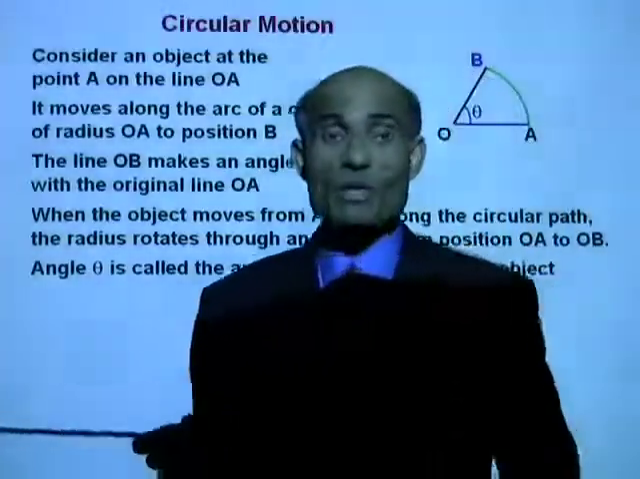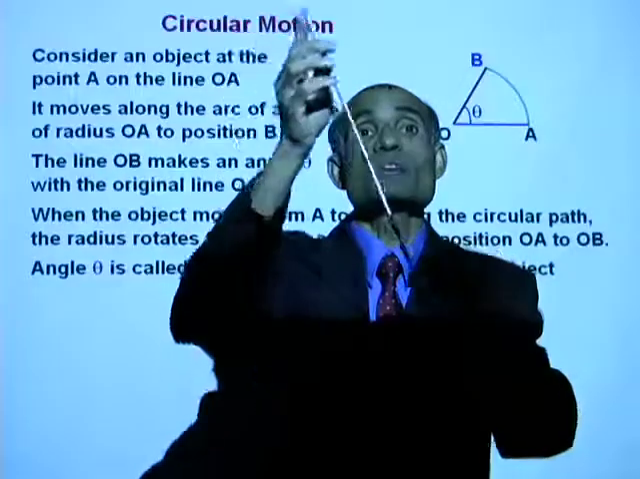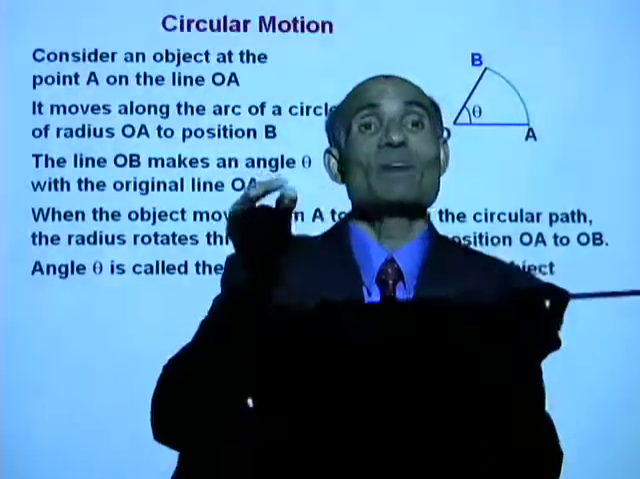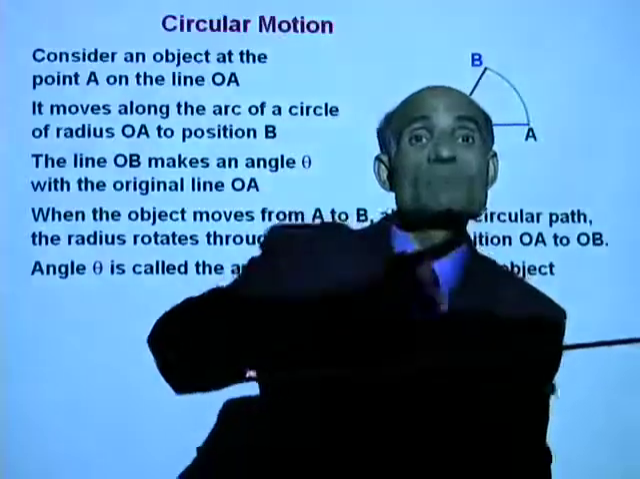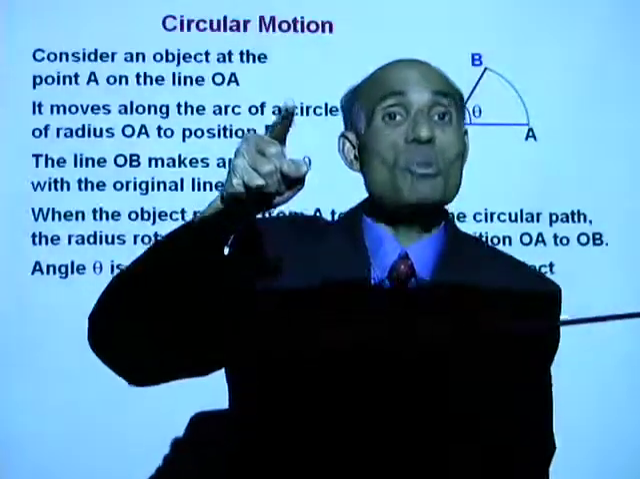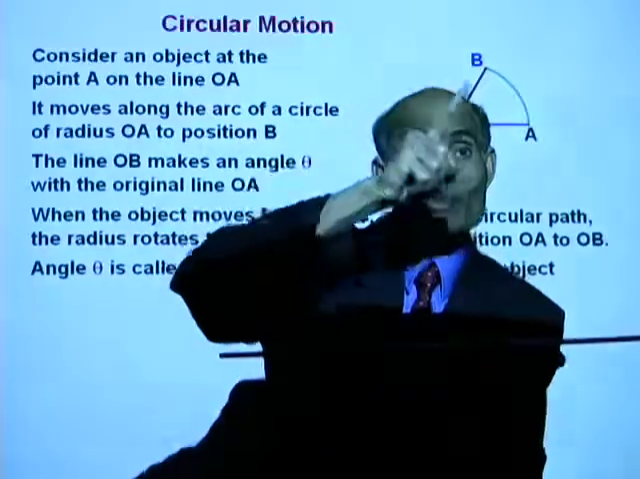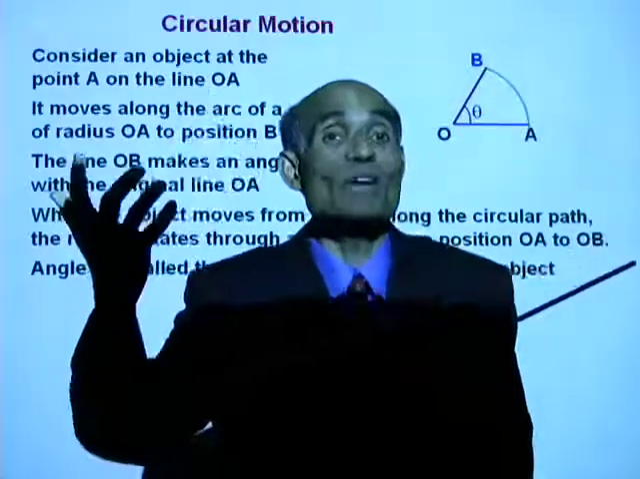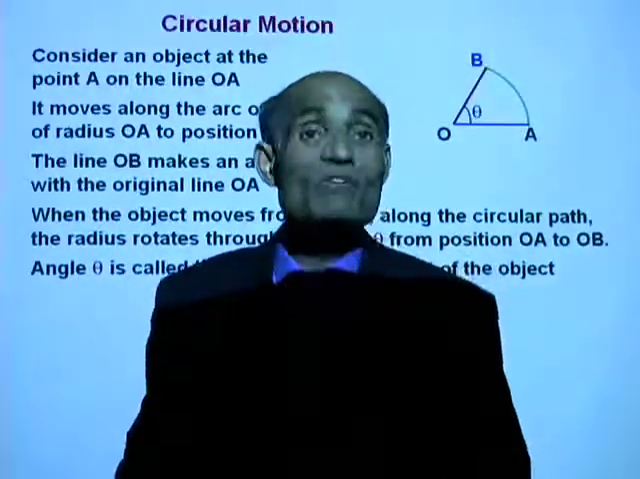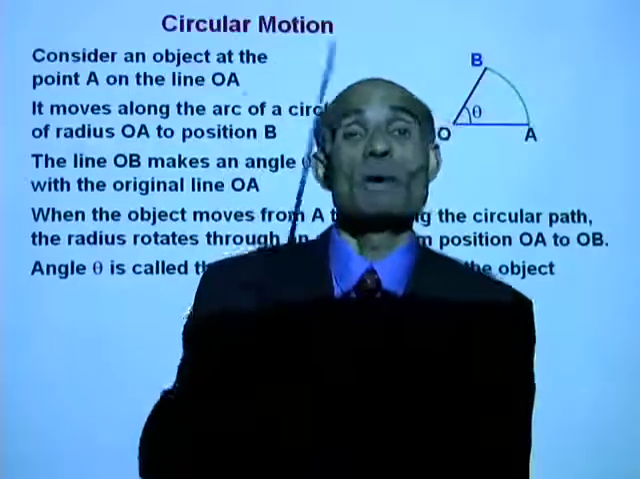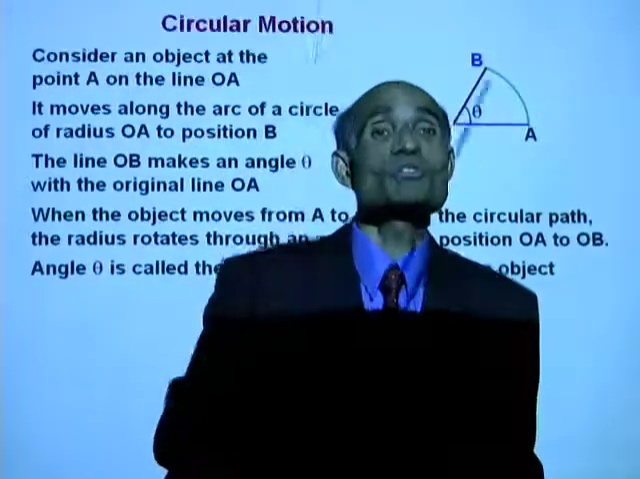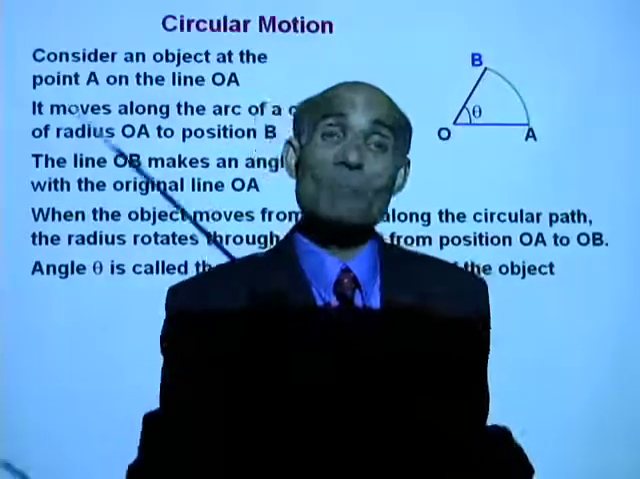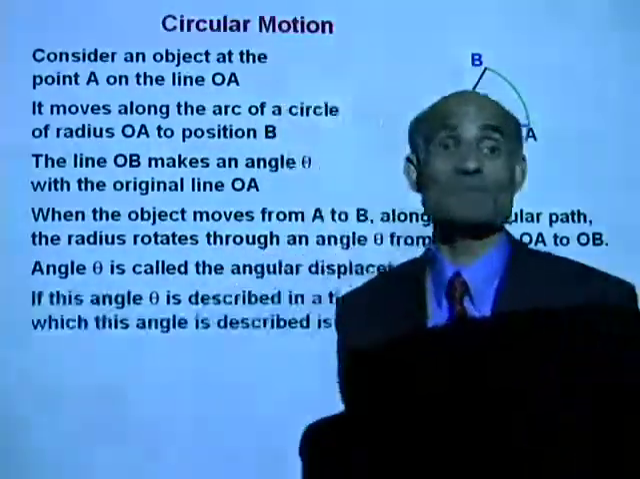Now tell me, when the object completes one circle, what is the angular displacement? The angular displacement for one complete circle is 2 pi radians. If the object goes around twice, the angular displacement is 4 pi radians, and so on. It is a very convenient way of keeping track of the motion of an object along a circle by measuring its angular displacement.